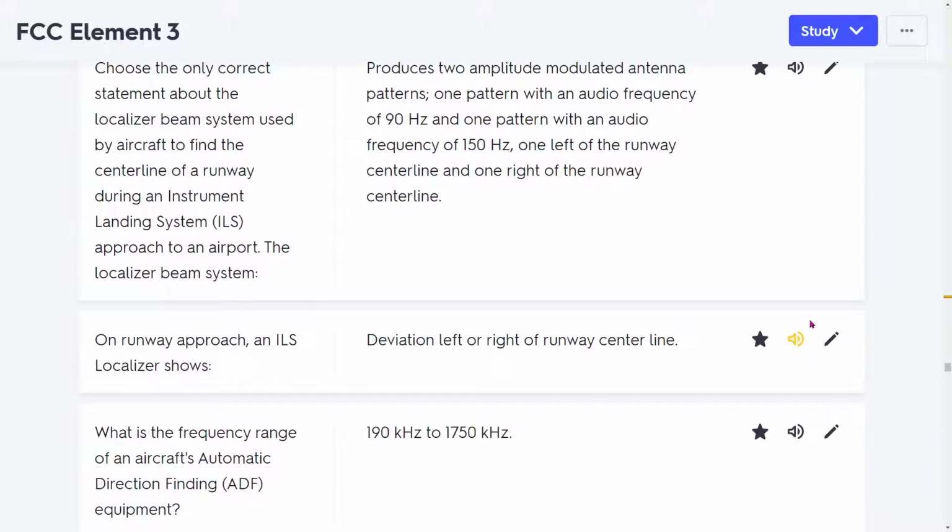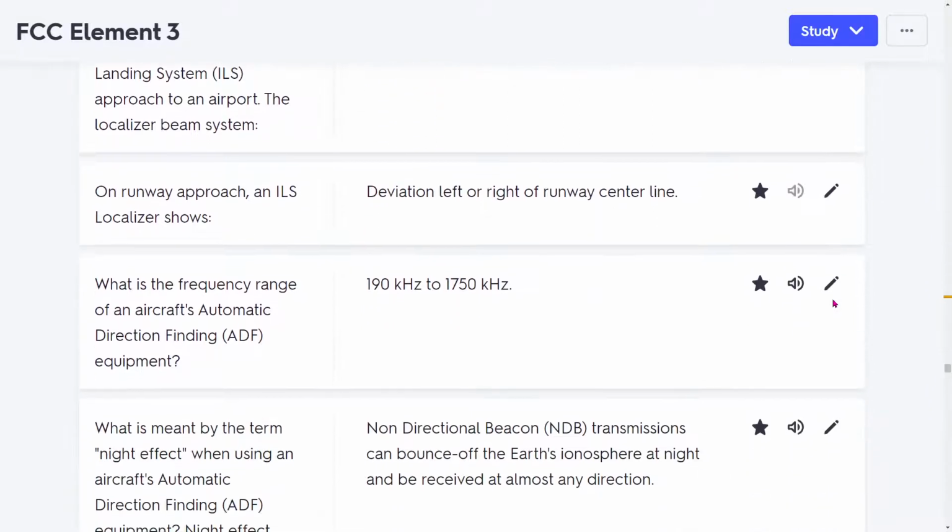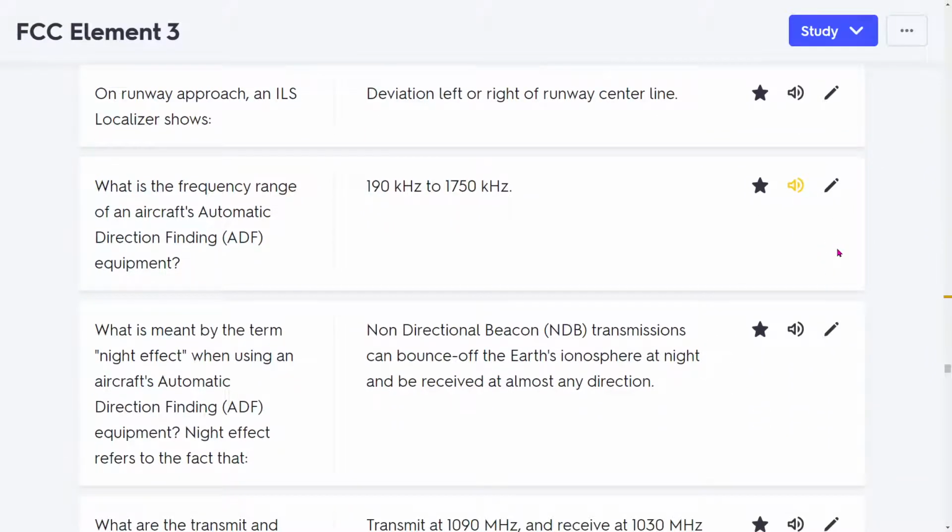On runway approach, an ILS localizer shows deviation left or right of runway centerline. What is the frequency range of an aircraft's automatic direction finding equipment? 190 kHz to 1750 kHz.